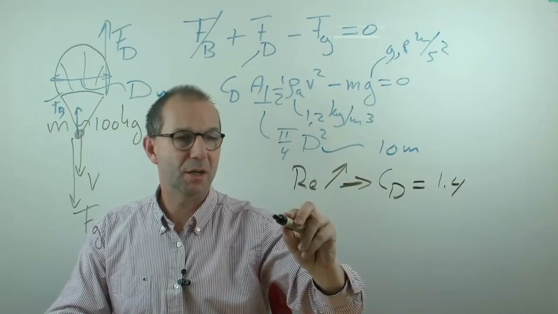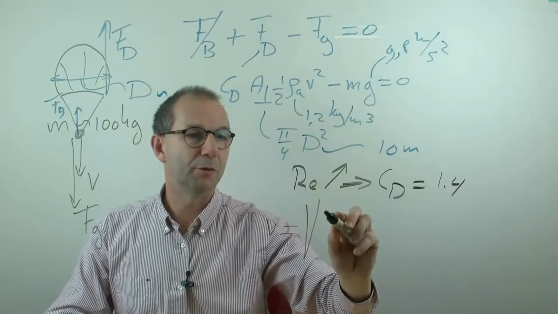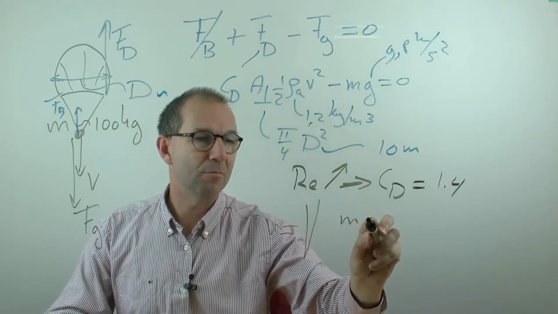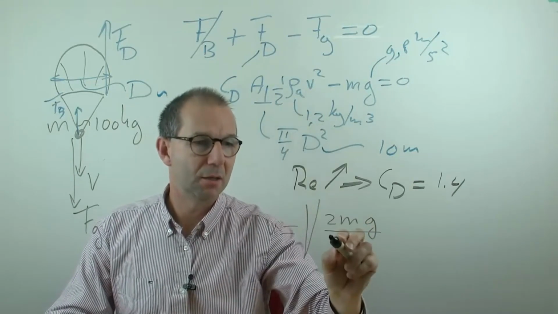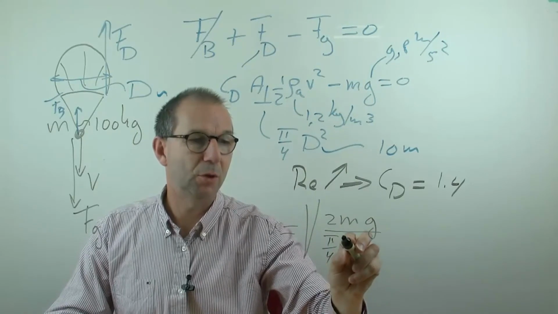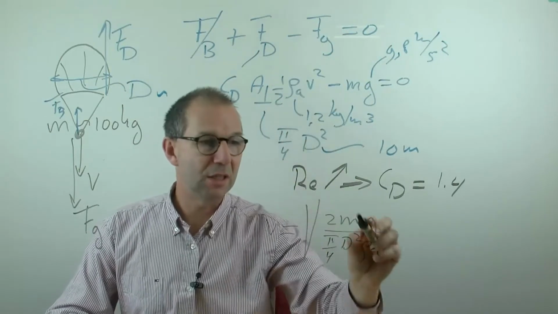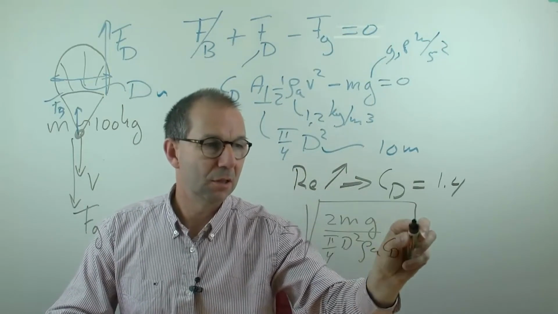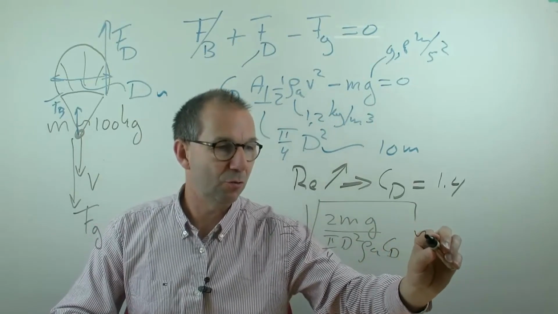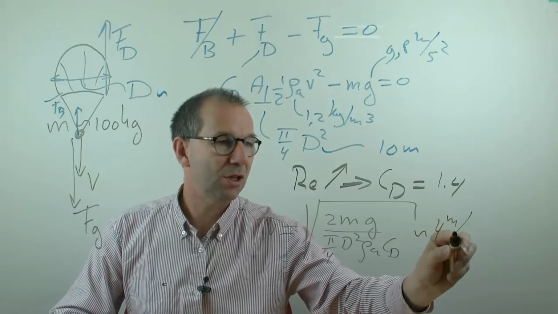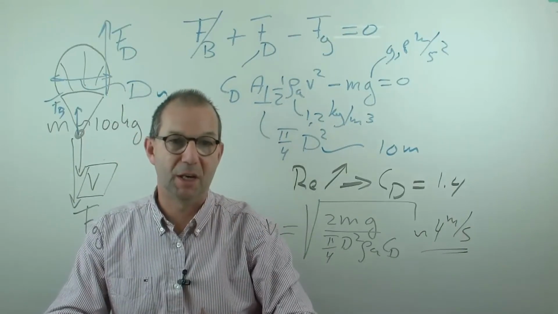So if I do that, I have v on the one hand is the square root out of mg, a 2 from the half. I need to divide by pi over 4 D squared for the area, the rho of the air, and the C_D coefficient. The right hand side is completely known, and I can fill in my numbers, and I will back out that this is roughly 4 meters a second. So we answered the question, what is v? 4 meters a second terminal velocity coming down.